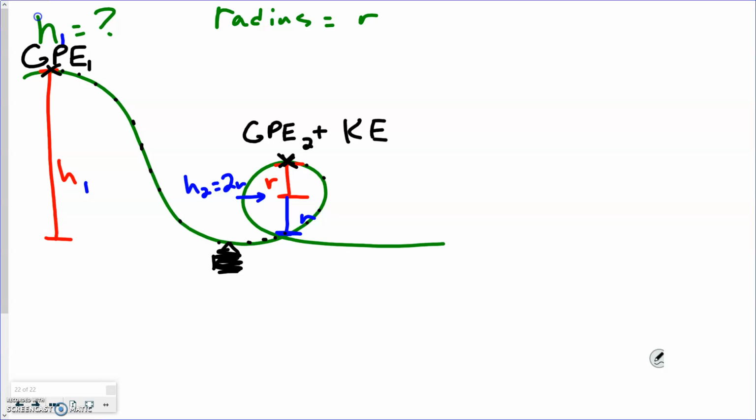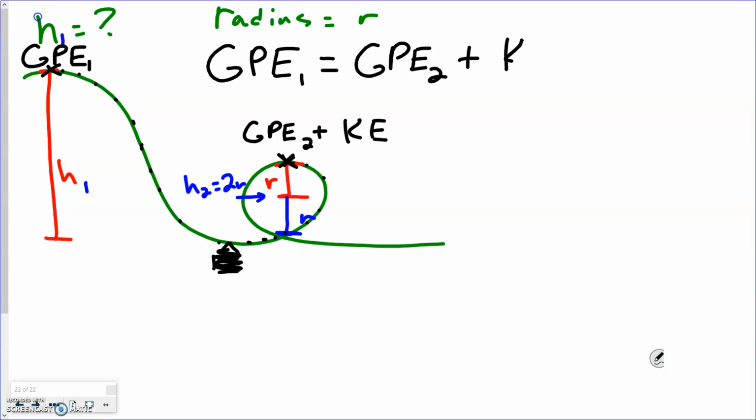So what's our baseline equation? GPE1 equals GPE2 plus KE. That's our baseline equation. And what are we trying to find? We're trying to find the height, so we're trying to find h1, which sits in here. Now, here's our basic equation. Plug in our stuff. What does it look like? Well, it looks like this.